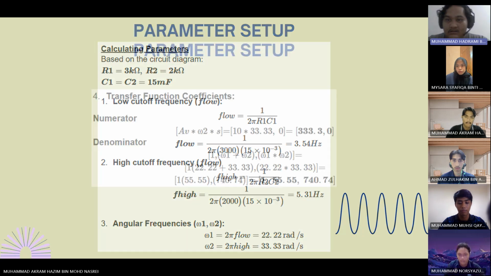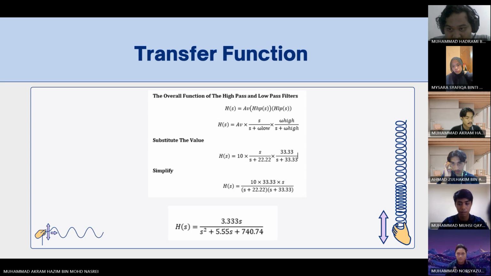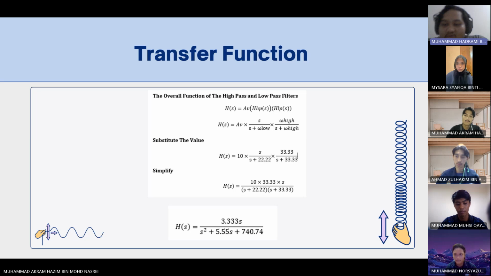Next. By using the Laplace equation, we get our numerator, which is 333.1 and 0, and for the denominator we get 1, 55.55, and 740.74. This will be our denominator. So next, for our transfer function, which uses a second order system, this is the result we get from our calculation.